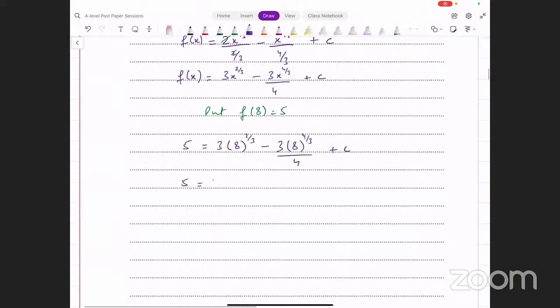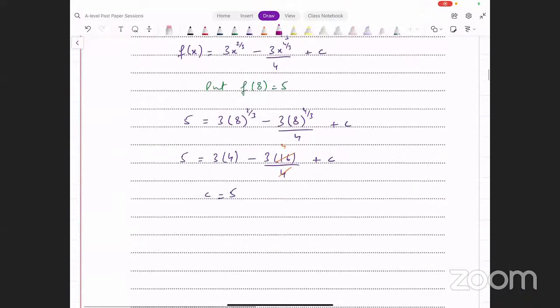It becomes 5 equals 3 into 8 raised to power 2 over 3 kya hoga? If you're confused, just do this on a calculator. But 8 ka cube root 2 hota hai. 2 raised to power 2 is going to give you 4. And then you have 3 into 8 raised to power 4 over 3. Again, cube root of 8 is 2. 2 raised to power 4 is 16. It's going to be 16 over 4 and then plus c. Evaluate this from a calculator. You'll get a value of c from this. You can see what that turns out to be. This gets cancelled. This is 12. 12 minus 12, that gets cancelled. C की value plus 5 आ गई. Okay, c equals 5.